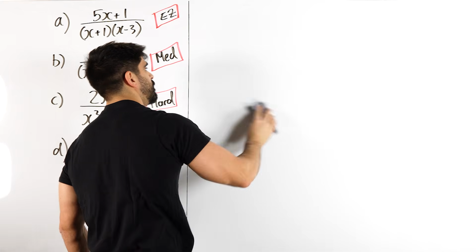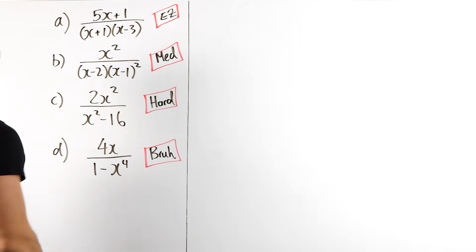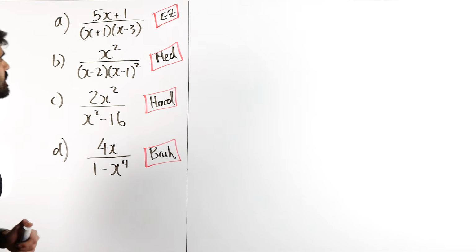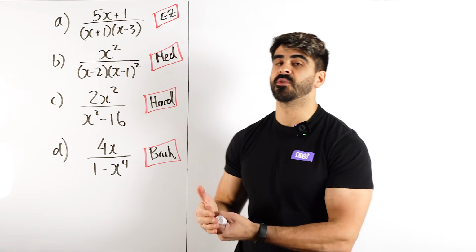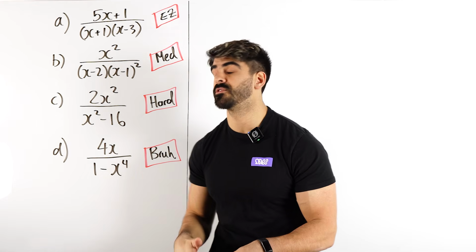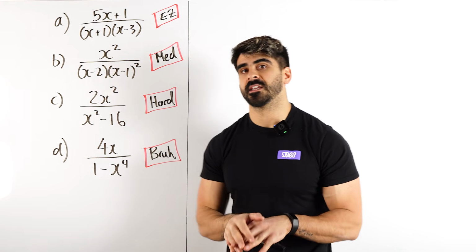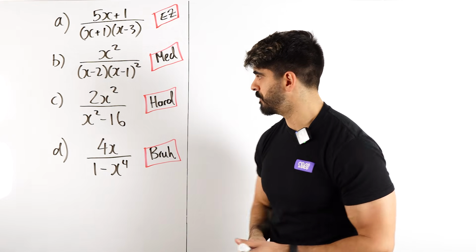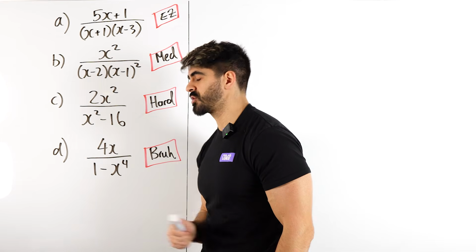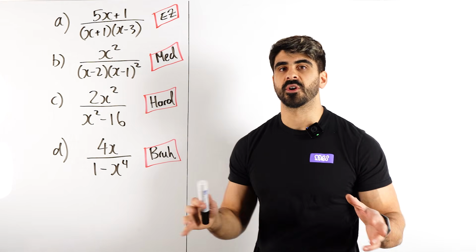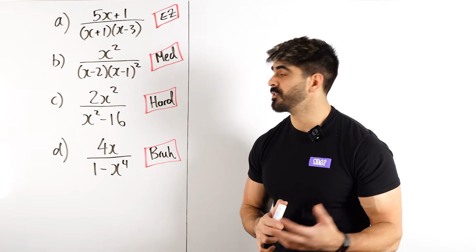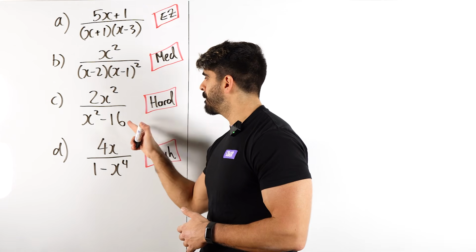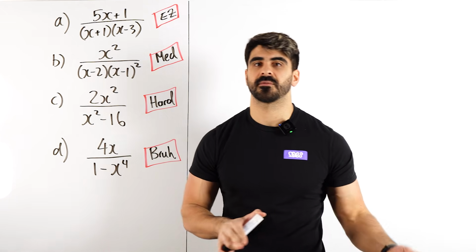We have 2x squared over x squared minus 16. Now the issue with this is, remember what I said, to do partial fractions, the degree of the numerator needs to be less than the denominator. And the key word there is less, not equal to. This is an x squared and this is an x squared. That's not allowed. We can't do partial fractions there. So what we're going to do first is long division, because this is an improper algebraic fraction.